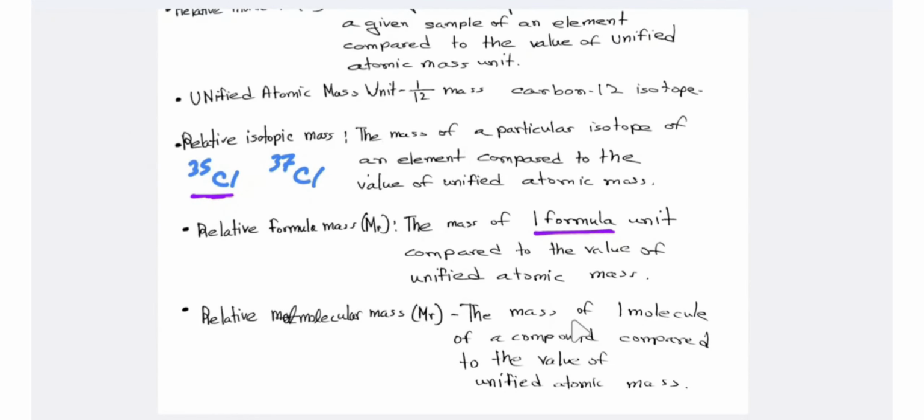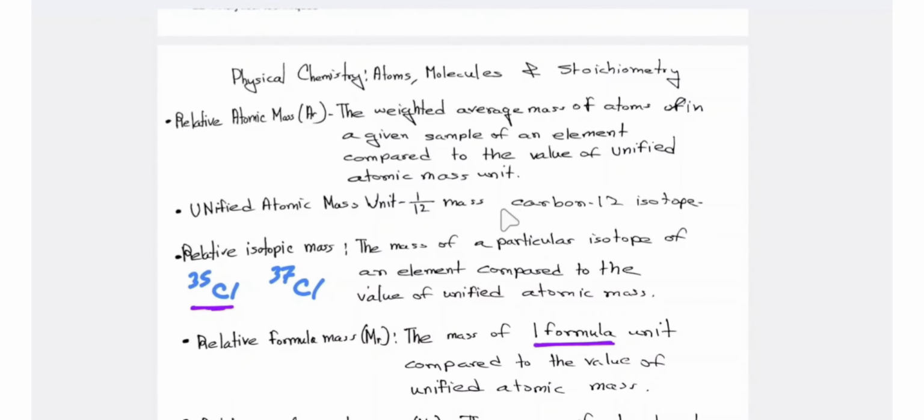Then relative molecular mass is the mass of one molecule. Initially it was one formula unit, now it is the mass of one molecule of a compound compared to the value of unified atomic mass. And what is unified atomic mass? It is 1/12 the mass of carbon-12 isotope.